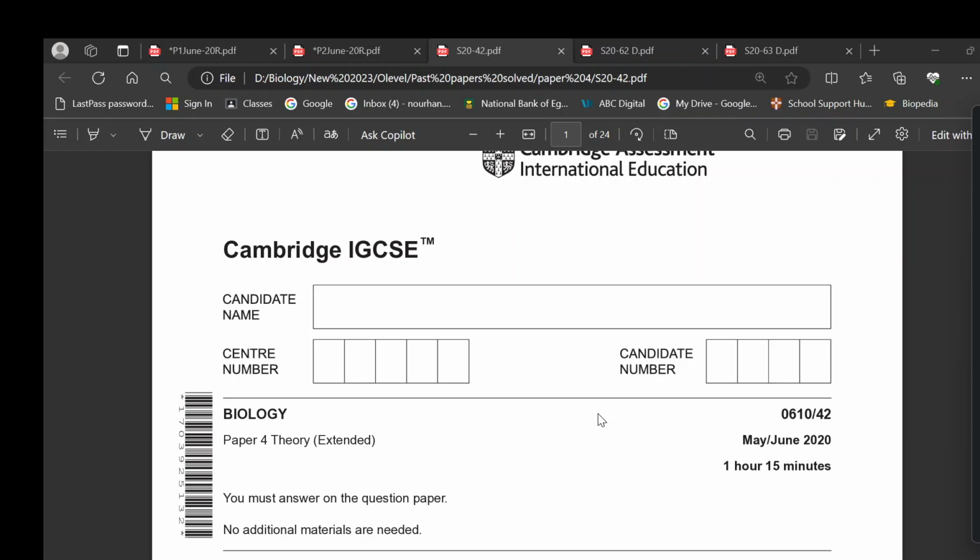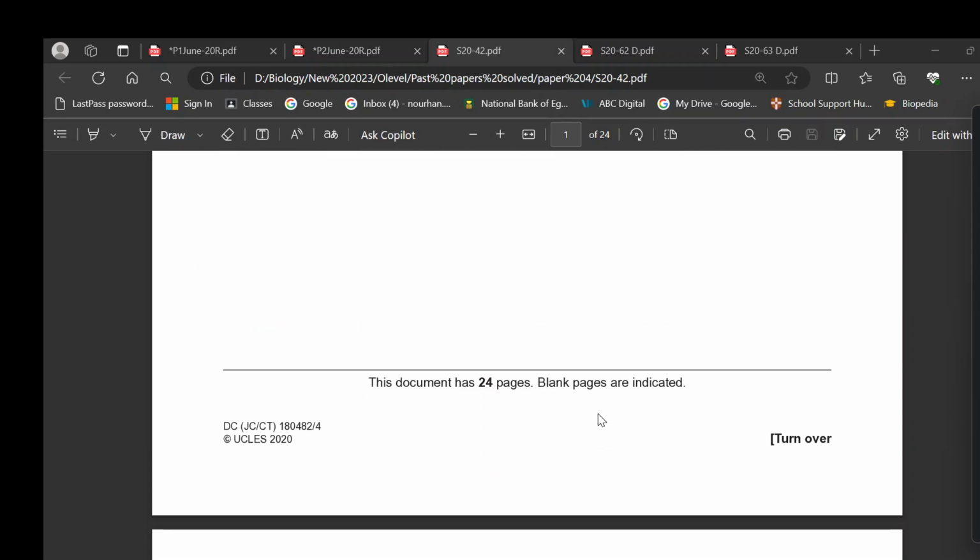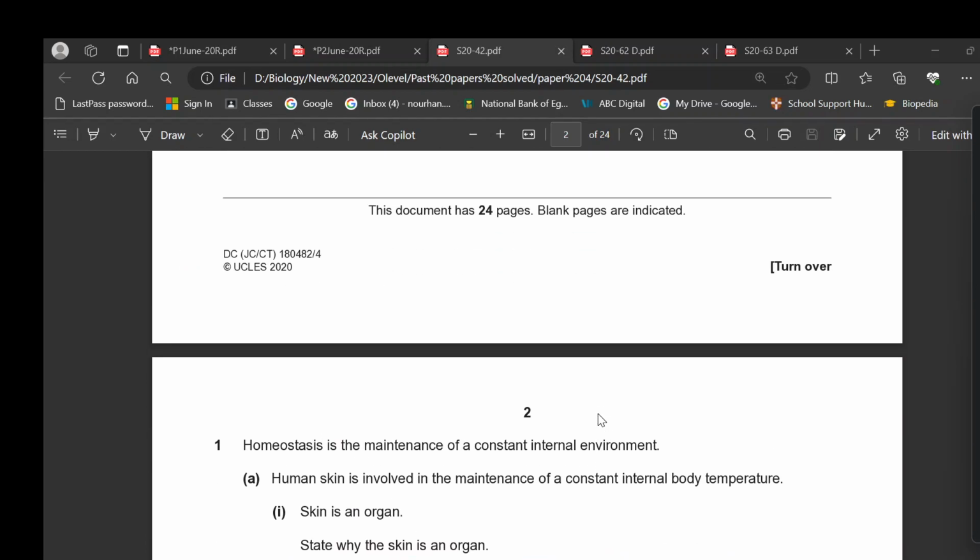June 20, variant 2. Let's see the paper 4 questions. Homeostasis is the maintenance of a constant internal environment. Human skin is involved in the maintenance of constant internal body temperature.